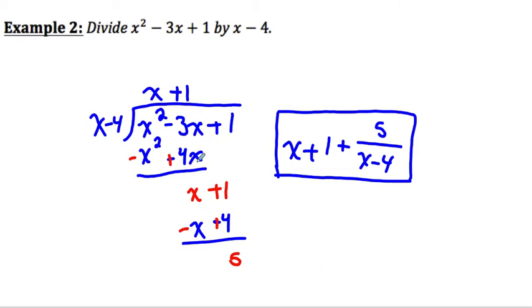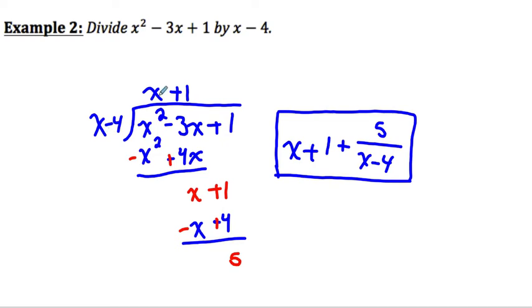So this is what I got. Again, we're putting the x minus 4 on the outside, x squared minus 3x plus 1 on the inside. So this is what we're doing. We're saying x times what gives me x squared, and that's an x.